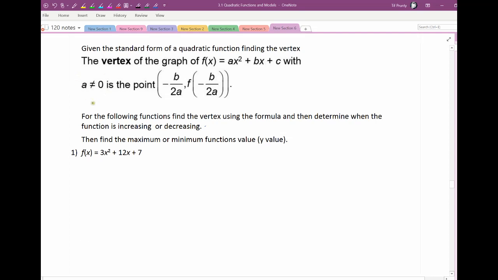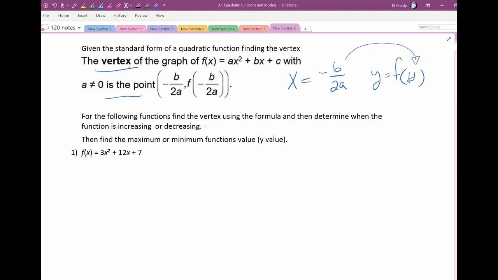To find the vertex, as it turns out, the x value in the vertex is the opposite of B divided by 2A. And then to find the y value, you plug that number into my function. I'm taking the x value I determined here and plugging it into my function to find my y value, and that's the vertex. That's what we're going to be practicing in these next couple of examples.